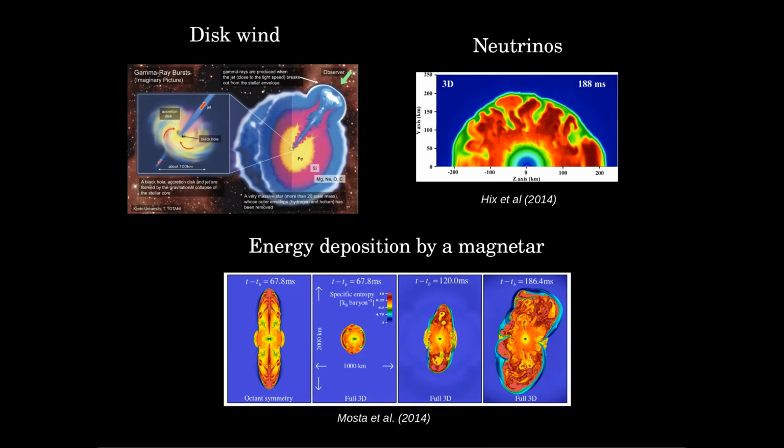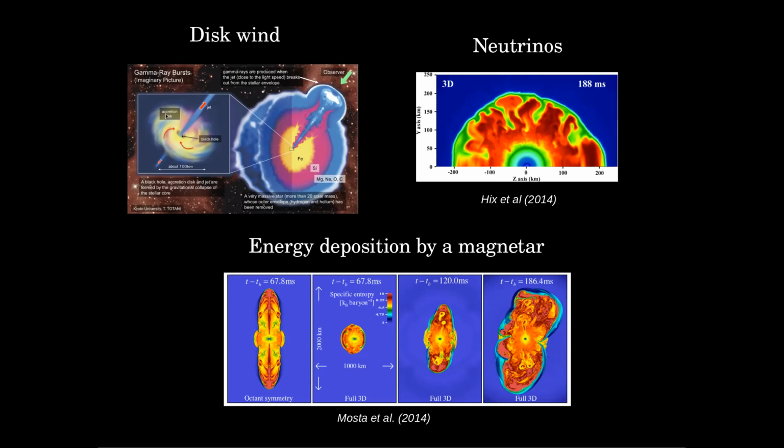We can produce the supernova by neutrinos. This is the usual mechanism supposed to work in regular supernovae. In the context of collapsars and gamma ray bursts, we can produce the supernova by energy deposition by a magnetar, and there are a few papers discussing this. So the magnetic field collimates the jet, and there is this expansion of this extended structure, which energy deposition can lead to a supernova. The other option is a disk wind.